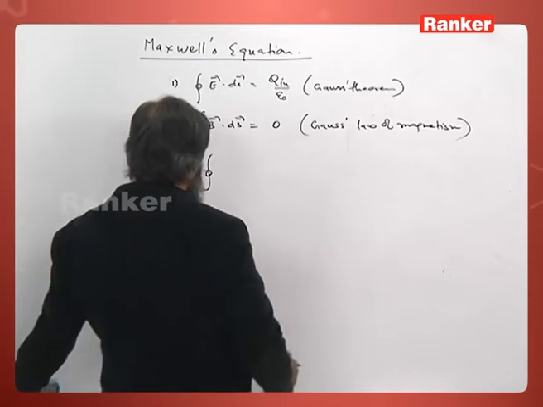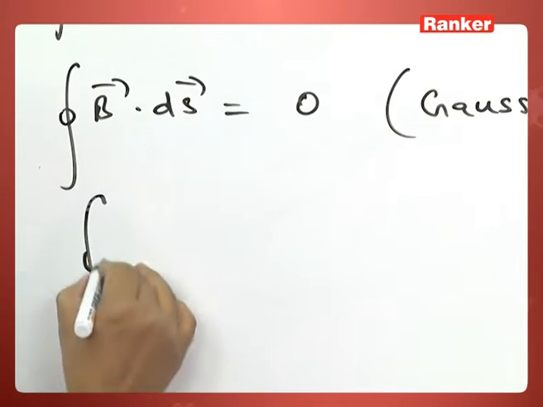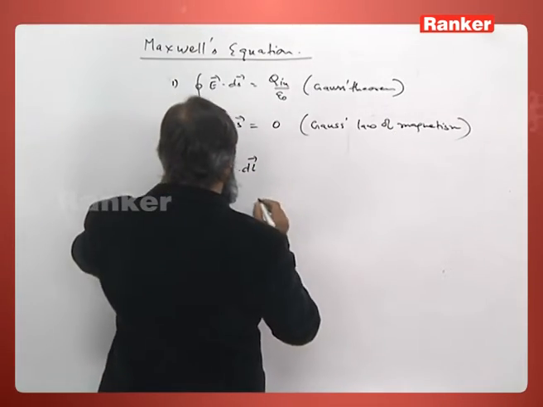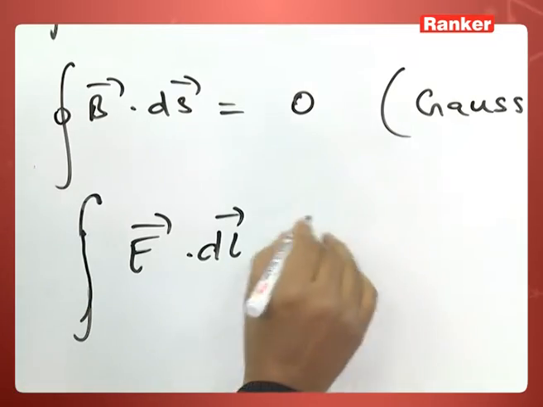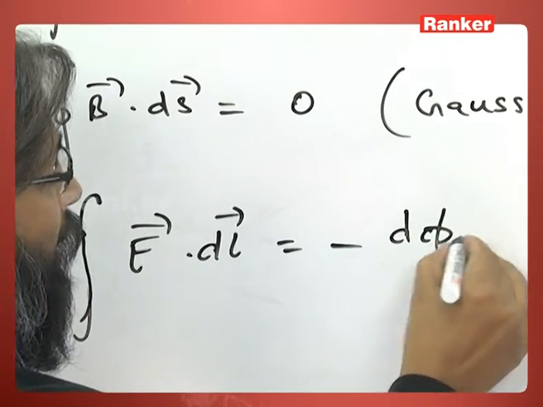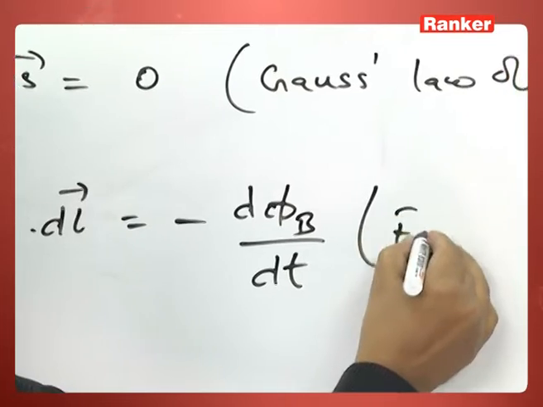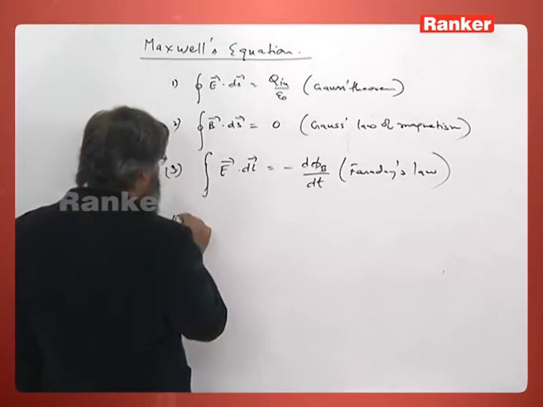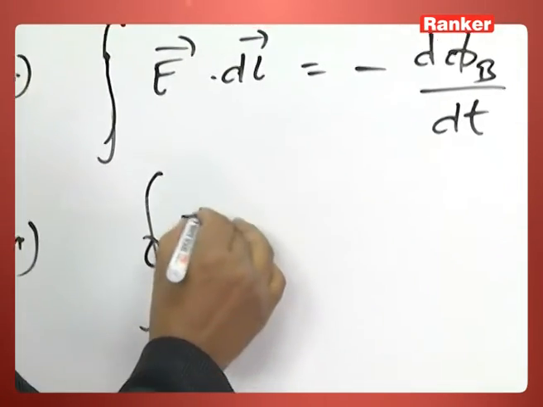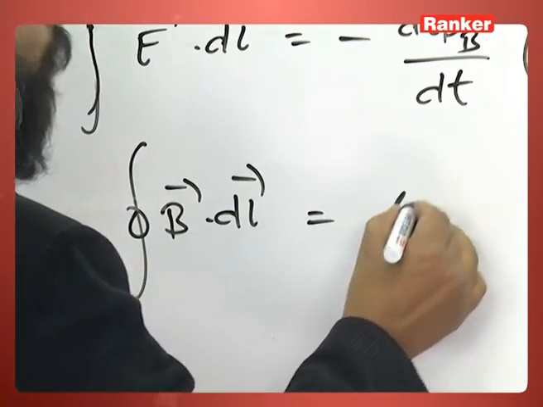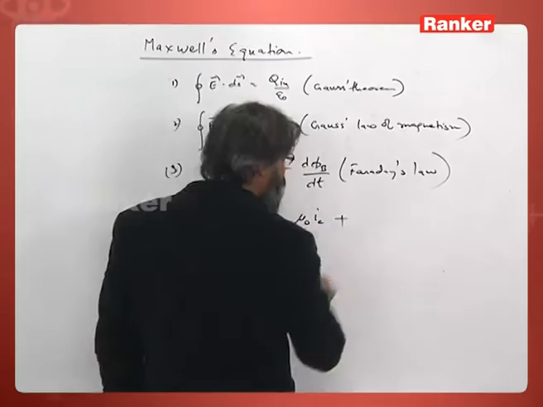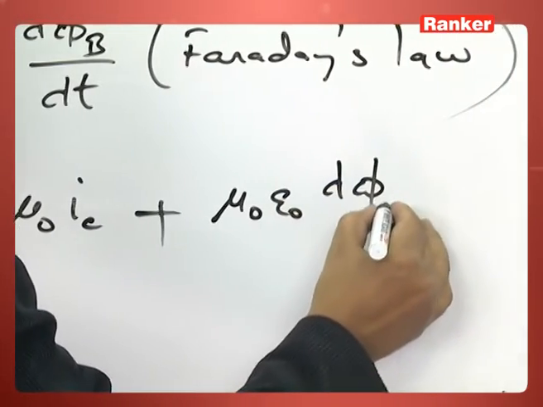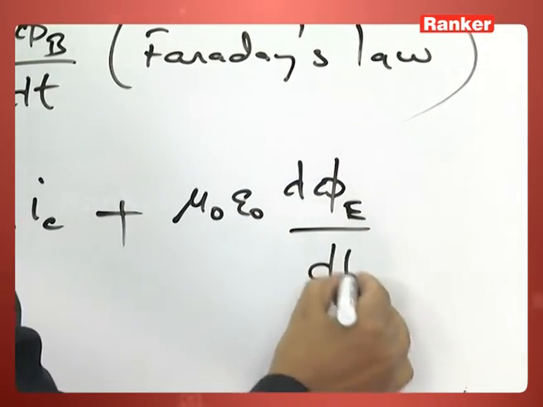Next is Faraday's law, which tells us the closed line integral of E dot dl, that is the EMF induced, is equal to minus d phi B by dt. That is Faraday's law. Next one, Ampere's law itself: the closed line integral of B dot dl is equal to mu naught times I conduction, that is the enclosed conduction current, plus mu naught times epsilon naught d phi E by dt.